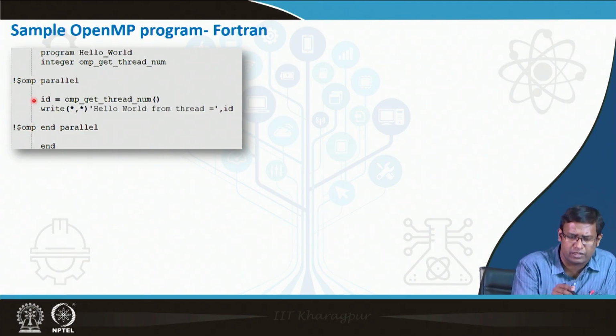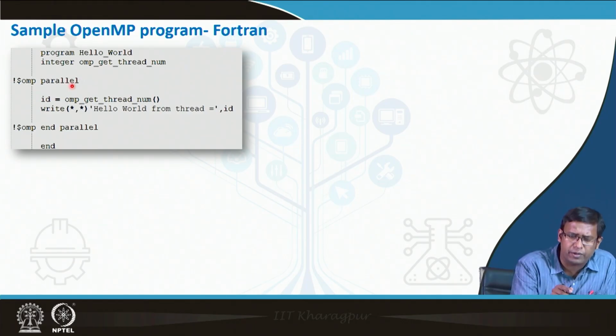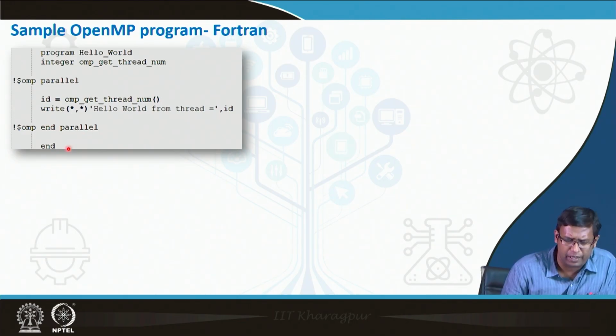which denotes comments in Fortran. So, if you do not use the OpenMP compiler option, then this will be treated as comments, it will not be a parallel part, and it will be executed as a sequential program. If you add the option, then it will be parallelized.